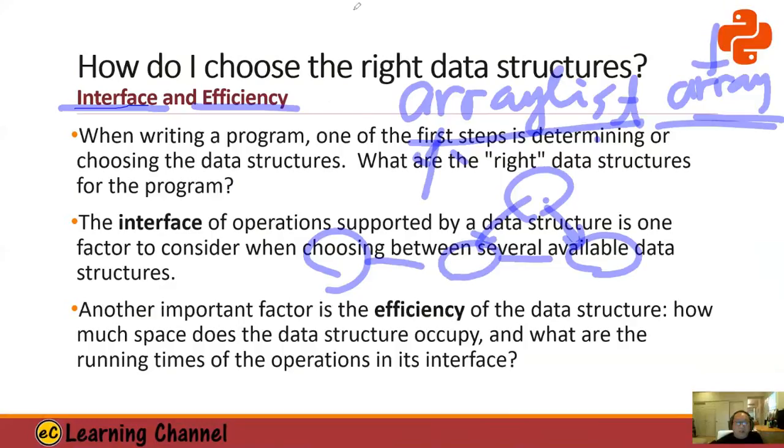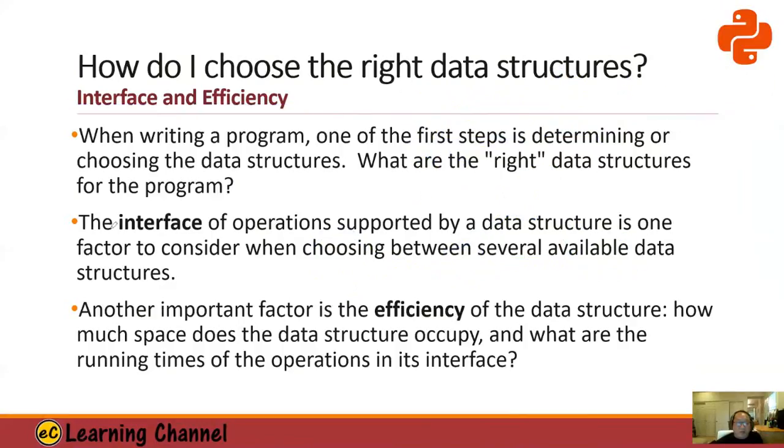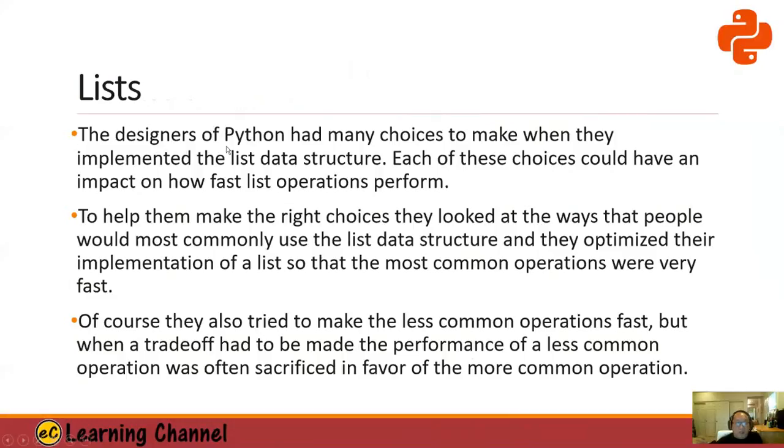So that actually is the so-called interface, the how many functions you can get, the operation that's supported. And then efficiency is like, either the data structure runs fast or slow. So these two factors: interface, ease of use, and efficiency. So let's look at this. The designer of Python made many choices when they implemented this data structure.